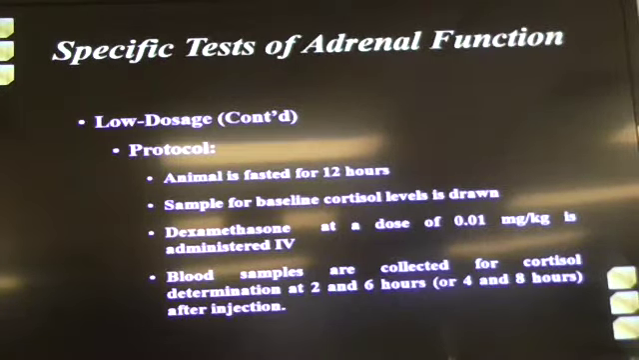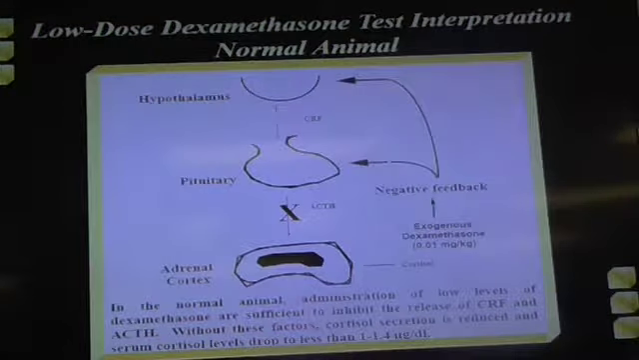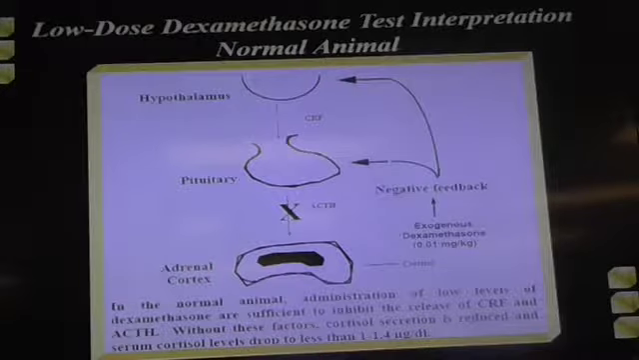And this is just showing you basically what this is doing. When you give this exogenous dexamethasone, what's it doing to the pituitary and the hypothalamus? Because it has the same negative feedback as cortisol does. So if the pituitary is all right and the adrenal's all right, what should happen to your cortisol levels?